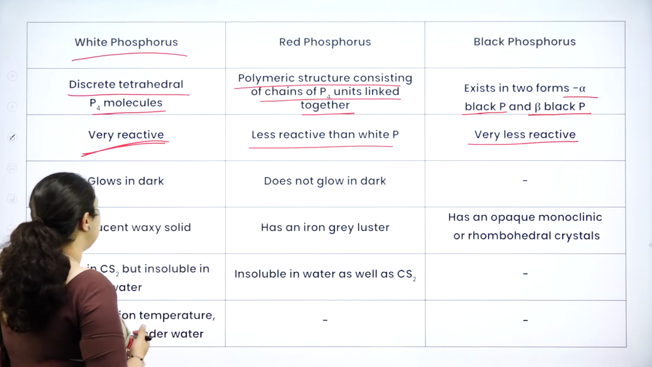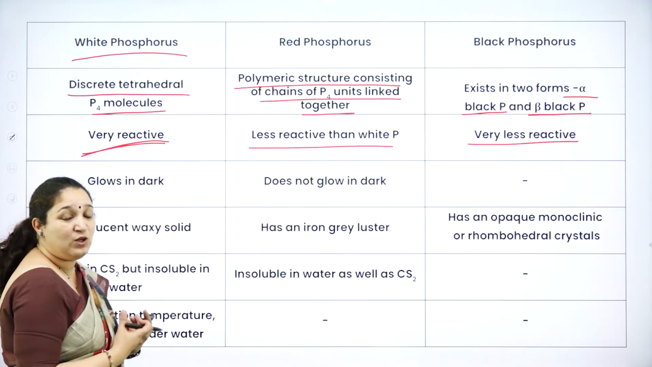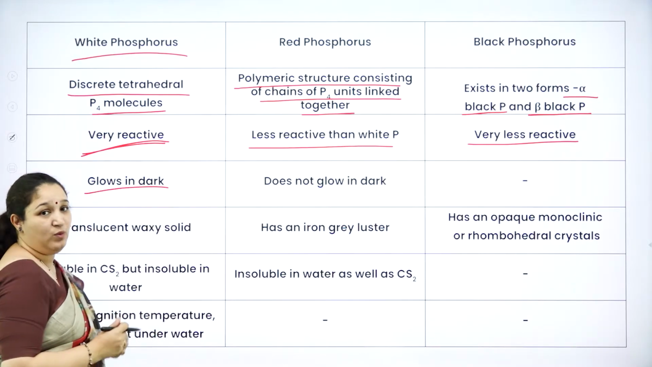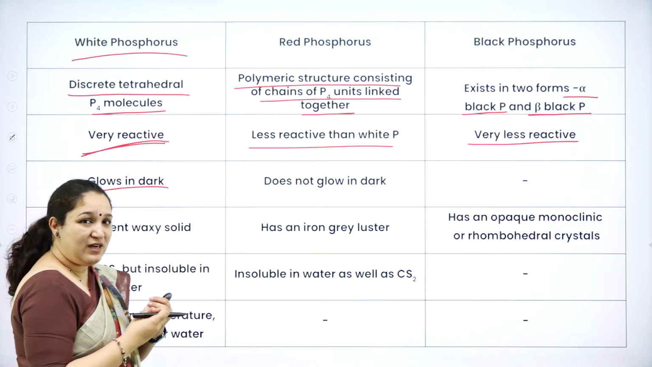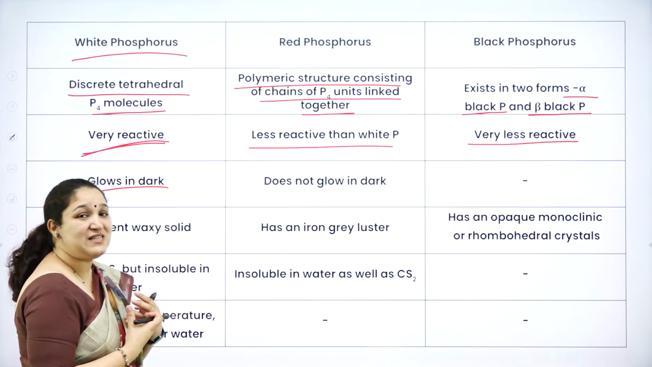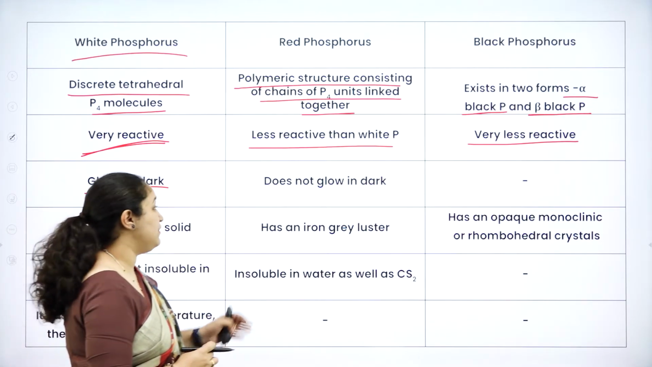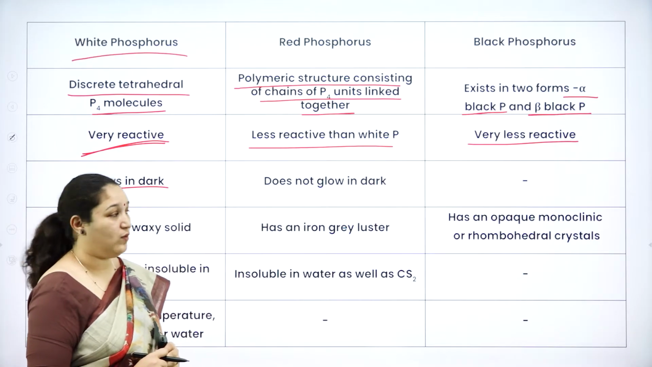Next is about their chemiluminescence, that is, whether they can glow in the dark. If you keep white phosphorus in the dark, it will start glowing. We call it chemiluminescence. So chemiluminescence is shown by white phosphorus, but red phosphorus and black phosphorus do not show that.